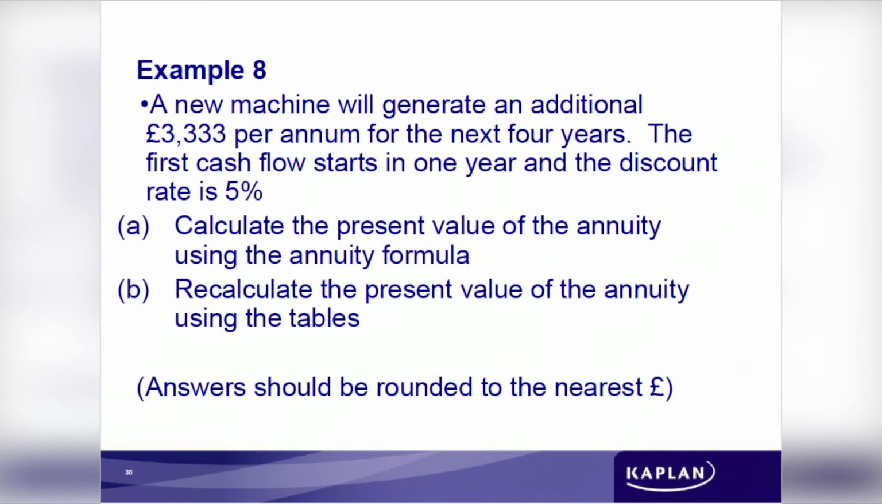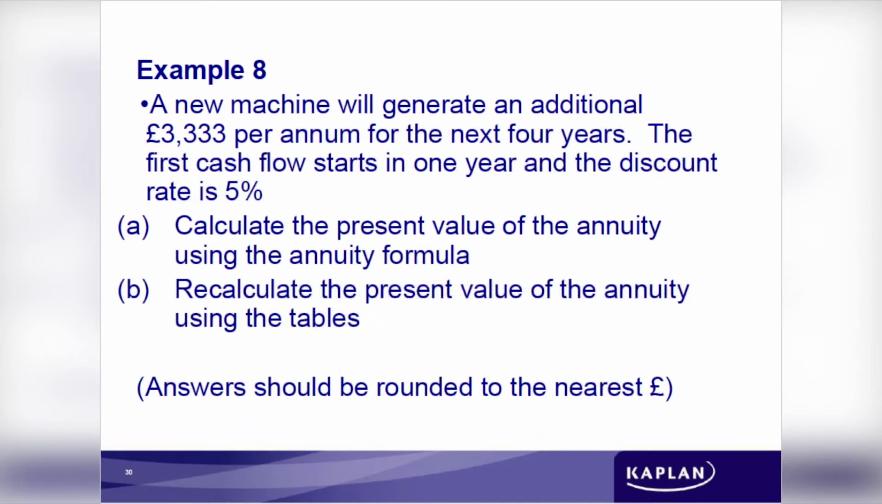It's example 8, which says a new machine will generate an additional 3,333 pounds per annum for the next 4 years. The first cash flow starts in 1 year and the discount rate is 5%. So again we're using 5%, but this time it's for 4 years, and the annuity is 3,333. Part A of the question says calculate the present value of the annuity using the annuity formula. So you're going to say 1 over 0.05 multiplied by 1 minus 1 over 1.05 to the power of 4, and you get your annuity factor, then you multiply it by 3,333.